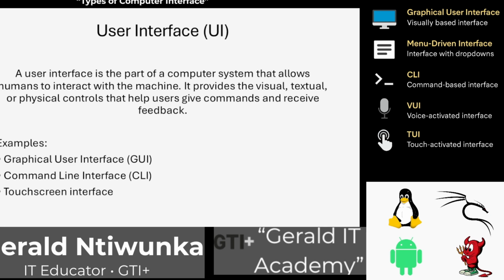User interface. What is user interface? It is the part of a computer system that allows humans to interact with the machine. It provides visual, textual, and physical controls that help users give commands and receive feedback. Examples of this are the graphical user interface, GUI, the command line interface, and the touch screen interface.